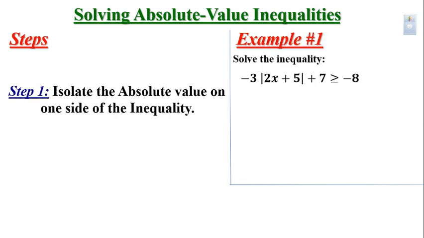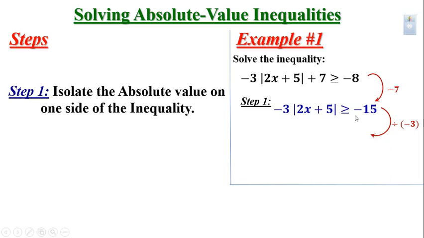So we have one example here, my first example, -3 times the absolute value of 2x plus 5, that quantity plus 7, is greater than or equal to -8. To isolate the absolute value, I will subtract 7 from both sides, and then I will divide both sides by -3. So when I subtracted 7 from both sides, I got -15 on the right side. And when I divide by -3, I got a +5. But because I divided by a negative, the inequality switches direction, as always happens when you multiply or divide an inequality by a negative.